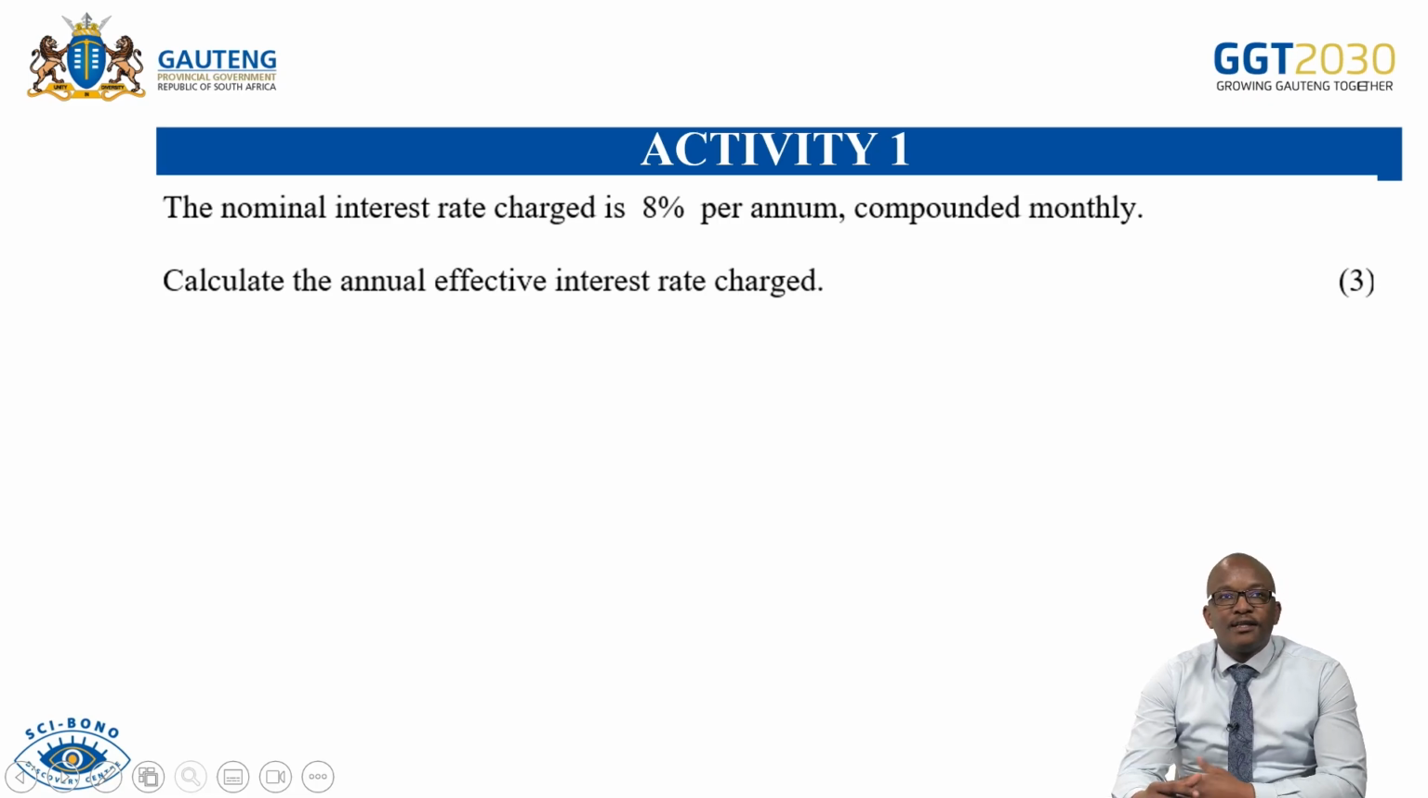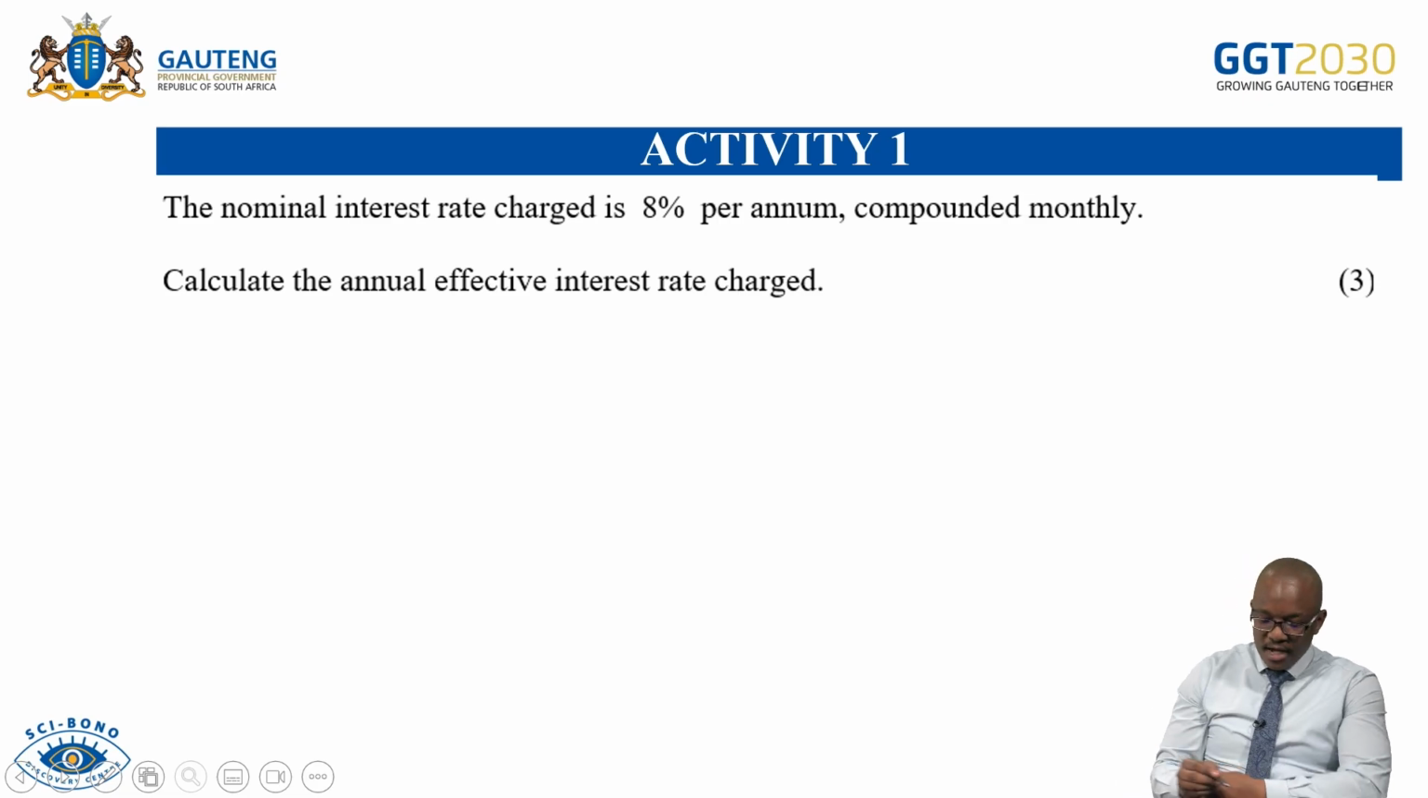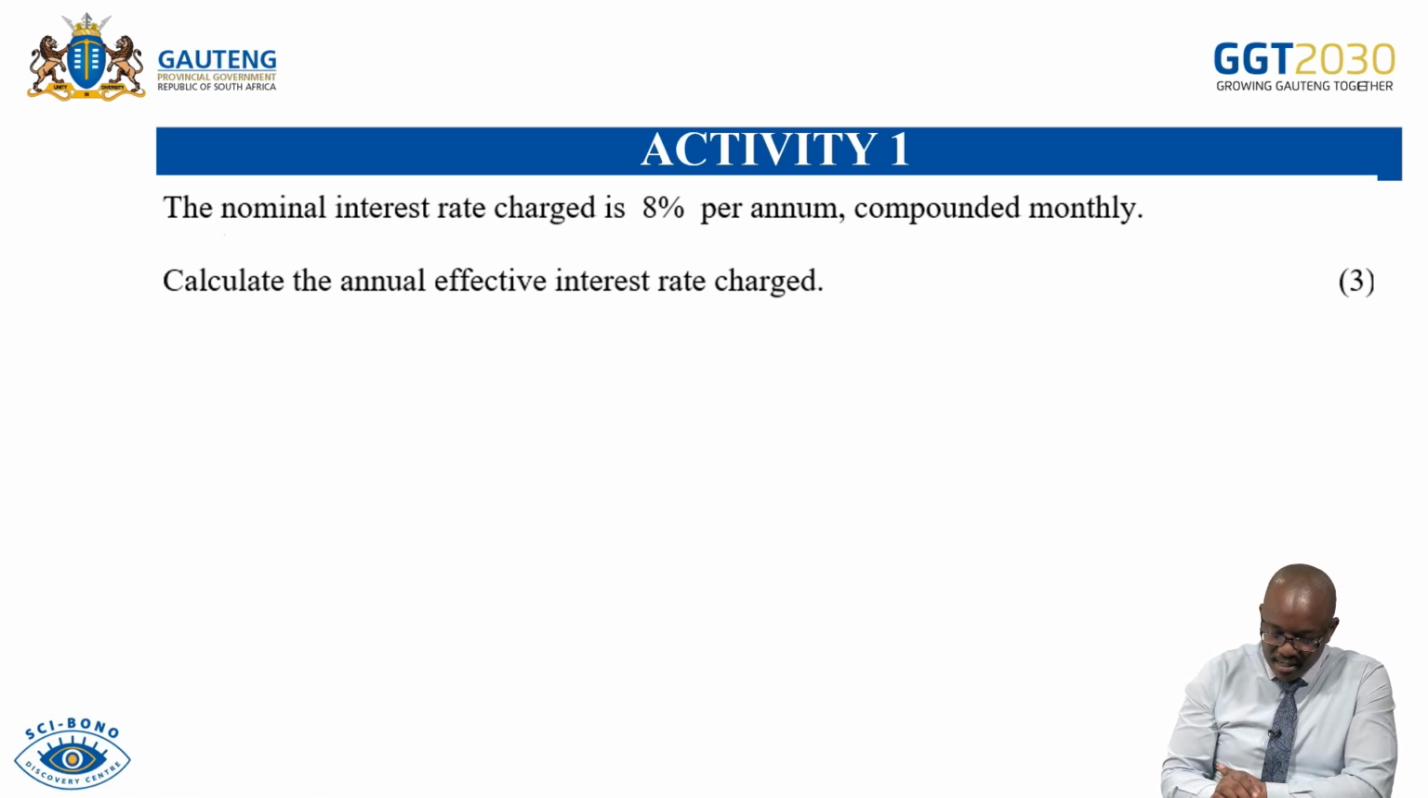So now, the question goes as follows. The nominal interest rate charged is 8% per annum, compounded monthly. You must now calculate the annual effective interest rate charged. Correct. So what is happening here is that we are given a nominal interest rate of 8%. It means we are given an I norm, which is your 8%.